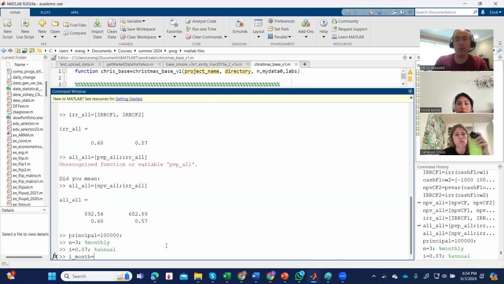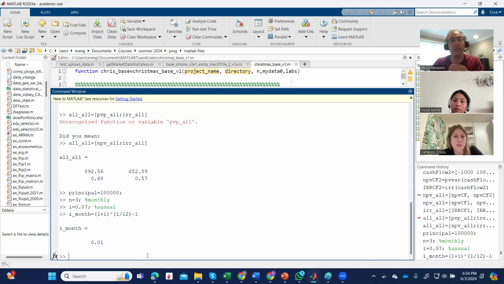So this is going to be equal to what, guys? It's going to be 1 plus I to the power 1 over 12, right? Make sense to you guys? I is my 0.07, 1 over 12, because I need to transform this one here that is annual into monthly because my payments are monthly, minus 1.